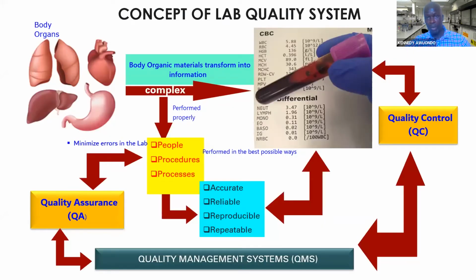Okay, let's go to the concept of laboratory quality system. This is very important to understand, because it's what we're going to discuss over the next 2 days. So we need to understand the concept of laboratory quality system. As I've already said, laboratories support the clinical diagnosis of diseases and monitor the treatment. This is done by transforming human organic materials into information that can be used to make critical decisions.